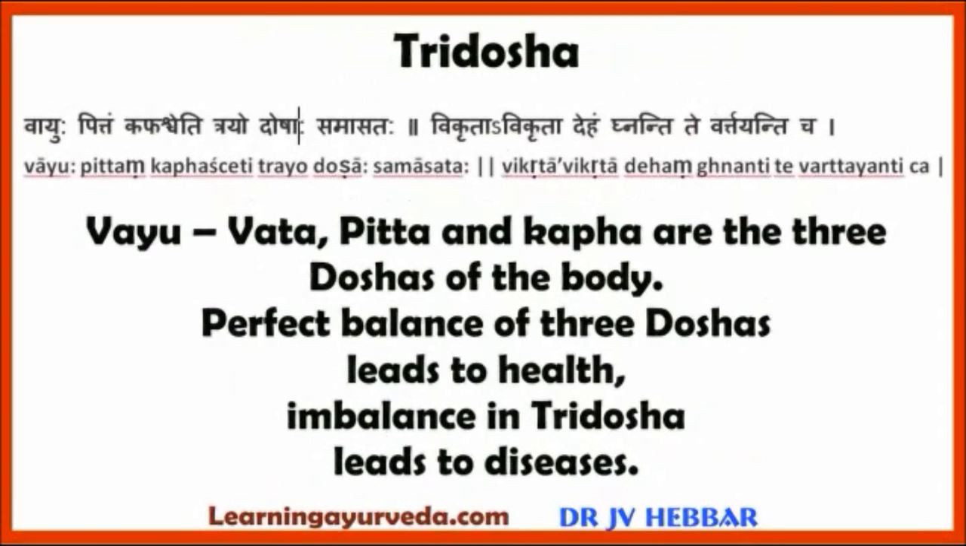Next, Tridosha. Vayu Pittam Kafascheti Trayo Doshaha Samasataha Vikrita Avikrita Deham Gnantite Vartayanticha. Vata, Pitta and Kapha are the 3 doshas of the body. Perfect balance of these 3 doshas leads to health, and imbalance in Tridosha leads to disease.